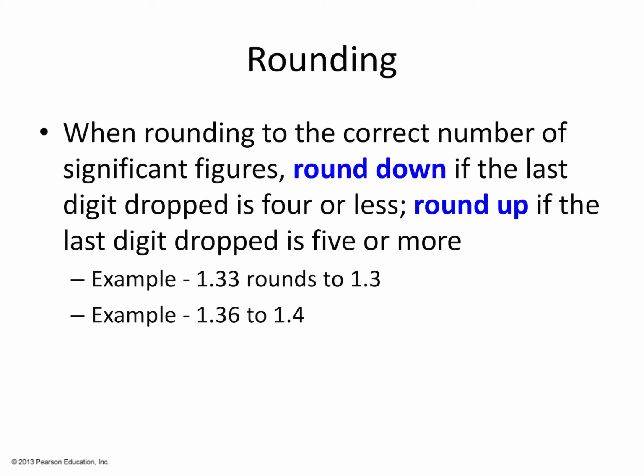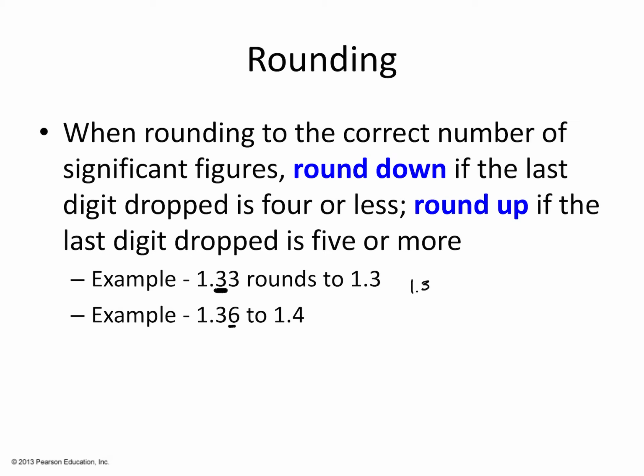So I just went into this rounding. When rounding to the correct number of significant figures, you round down if the last digit dropped is 4 or less. Round up if the last digit dropped is 5 or more. So again, 1.33, if I have to cut off right by this 3, since the number right after it is below 5, you round down. The other example here, the number next to it is above 5, so you would round up.